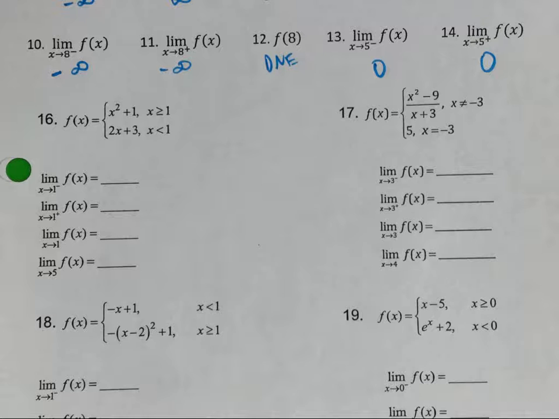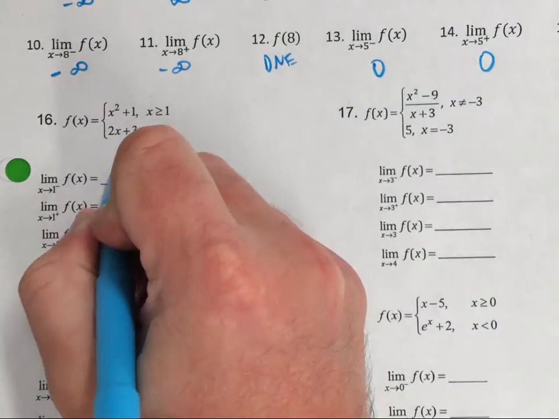So I want to know, what is the limit as x approaches 1 from the left? Where would you plug that in? Top or bottom? Bottom, because that's the left part, isn't it? So 2 times 1 is? Plus 3 is? Does that make sense to you?